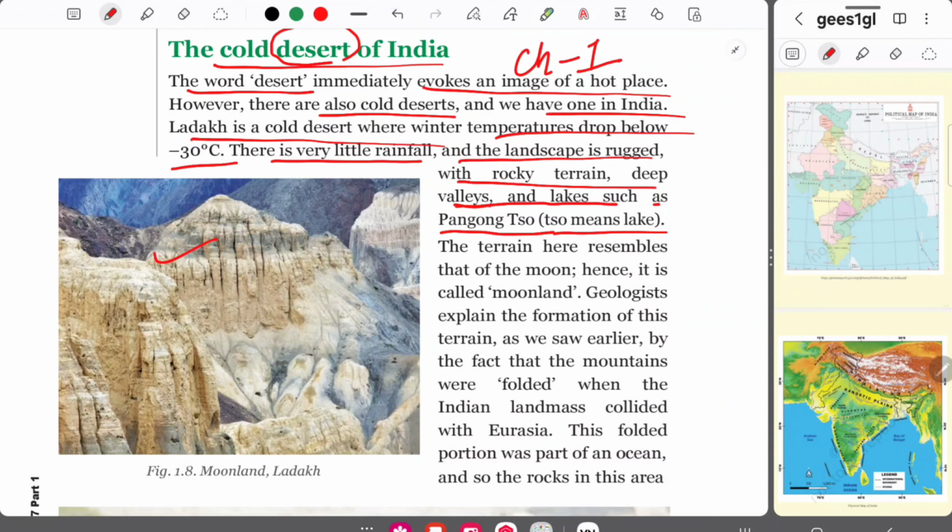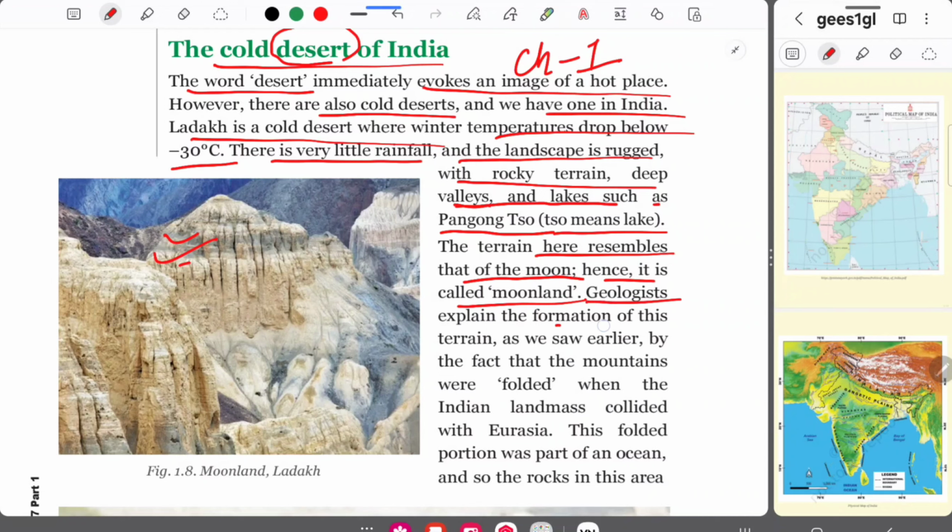We'll see the image of this lake as well in this book. The terrain resembles that of the moon, hence it is called moonland. This terrain is rocky, very dry and of a light yellowish or light brown color. This terrain resembles that of the moon. On the moon also you will find such terrain. The landscape is like this, so it has been compared with the moon, and hence it is called moonland.